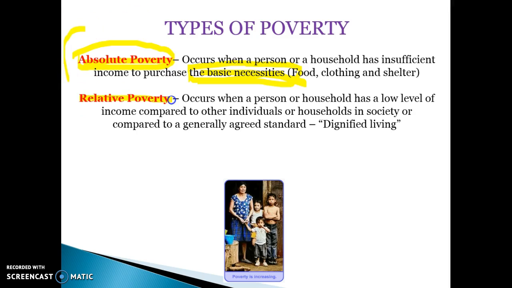Relative poverty is always going to exist. We accept that there will be some relative poverty. The definition of relative poverty is when a person or household has a low level of income compared to other individuals or households, or what society agrees as a dignified standard of living. So in Australia, we basically refer to someone in relative poverty if they're earning less than 60% of the average income. It's relative. Absolute poverty is the one we want to avoid.